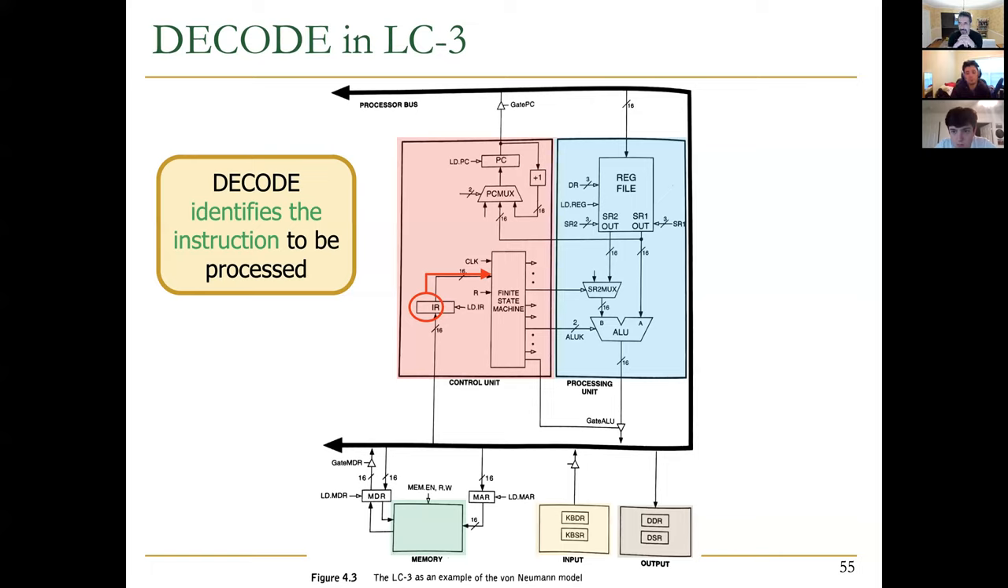For example, you can retrieve the last four bits of the IR in order to get the right instruction, but you also need to decode the operand, what operand you need to have access to, and so on. This is what's happening in decoding. Very simple. Again, you need particular logic gates in order to implement this.